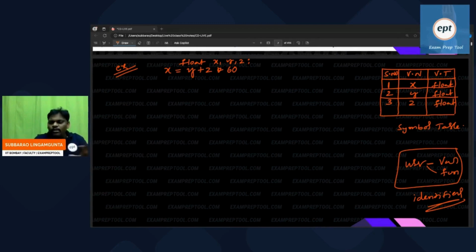Okay, whatever you got, it's okay. Last question. Everyone comment in the comment section. What will be stored in the symbol table? Comment. Make it fast. What will be stored in the symbol table? Everyone.